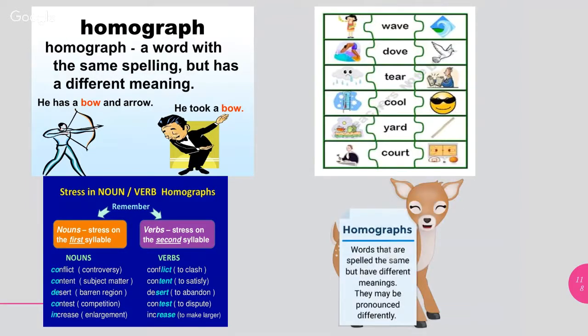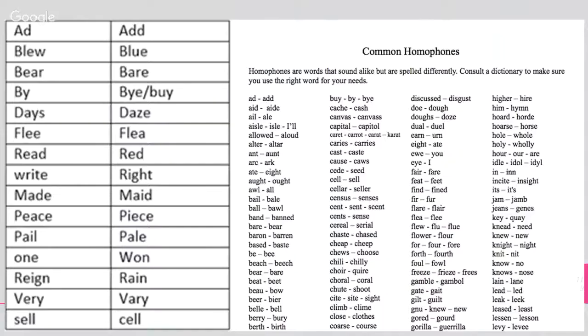Homographs are words that are spelled the same but have different meanings. They may be pronounced differently. These are some of the common homophones here. It's definitely not possible to go through all of them, but if you can take a screenshot or something, you can go through them later.